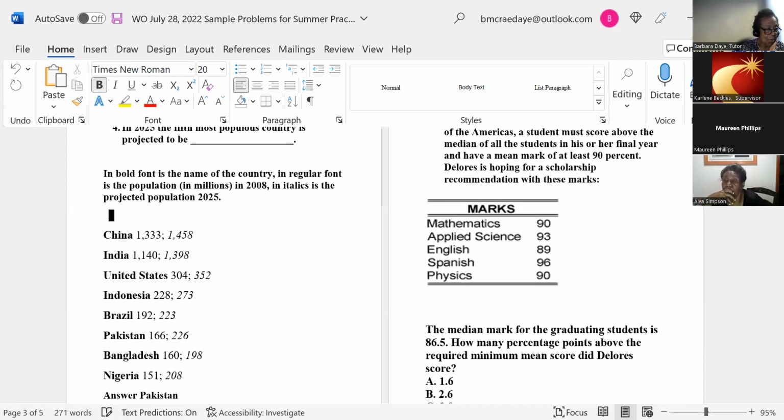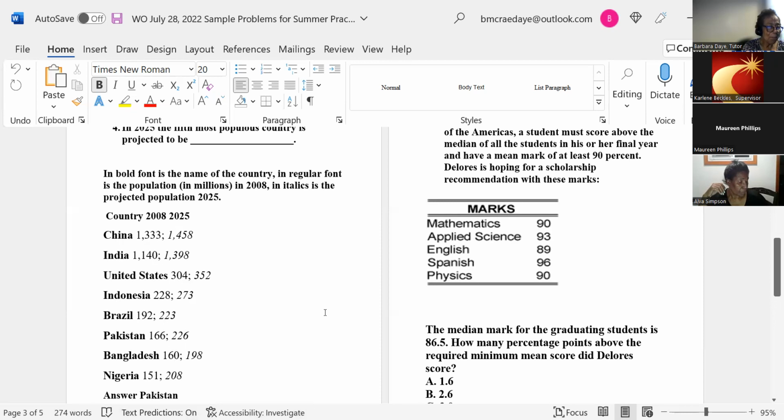Okay, so you have the country, then you have the 2008 population, and then you have the 2025. That's italics. Italics is when you'll see your numbers kind of leaning. That's called italics. So 2008, that's your first figure. 2025 is your last figure.